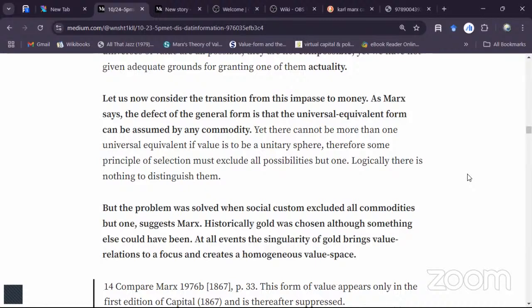Things that were described in the Michael Hudson text about other things that have collateral, equivalents that become problematic because, well, it's not gold, but it's something. And as something, you owe money or whatever. Historically, gold was chosen, although something else could have been. At all events, the singularity of gold brings value relations to a focus and creates a homogeneous value space. Now, this homogeneous value space, in this particular context, and without distorting it too much, it's certainly what stupid libertarians want when they say we've got to go back to a metallic standard.